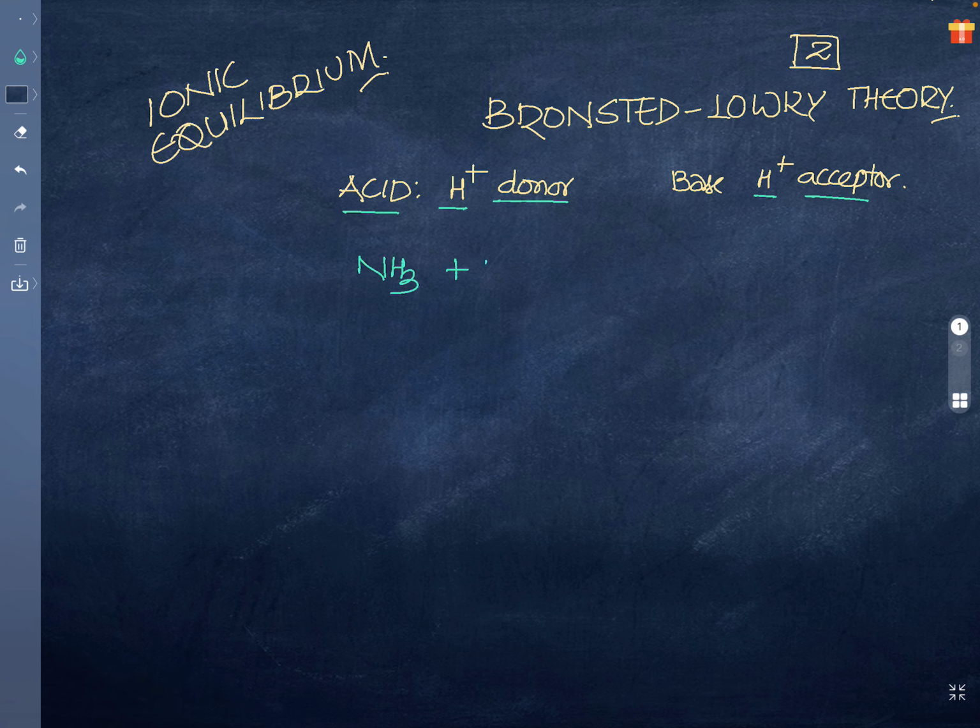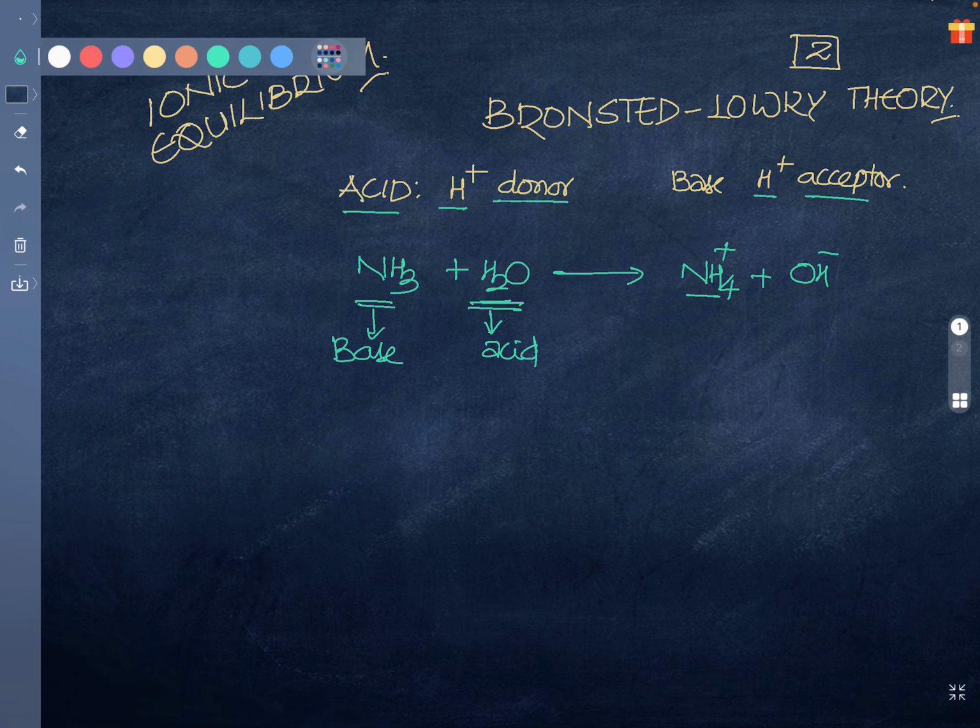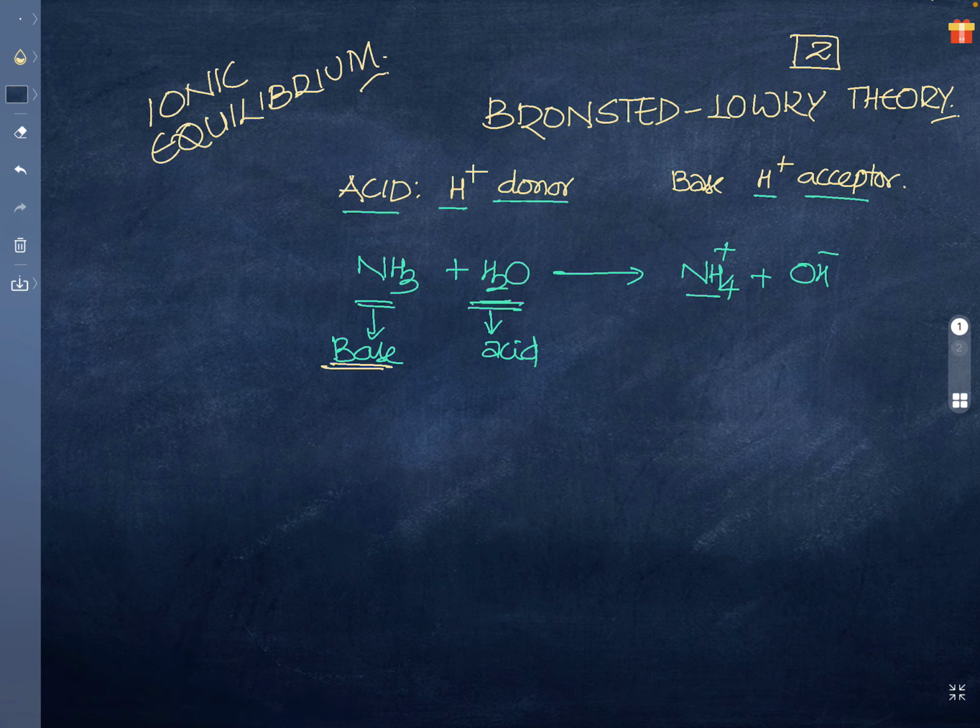Now, for example, ammonia is there and you are taking water. Ammonia is taking a proton from water, becoming NH4 plus, and the water becomes OH minus. Here ammonia is accepting a proton, so ammonia is base. Water is donating a proton, so this is acid. After gaining the proton, it became ammonium, so this is called conjugate acid. After losing the proton, it became OH minus, so this is called conjugate base.